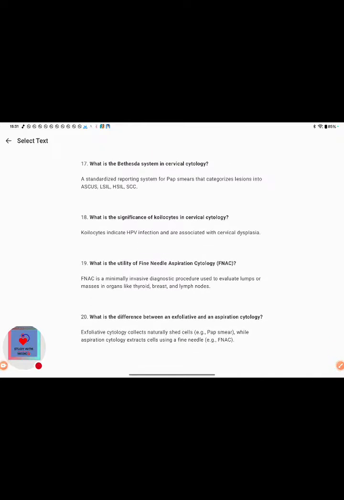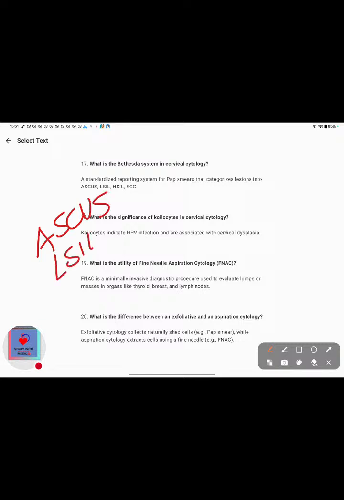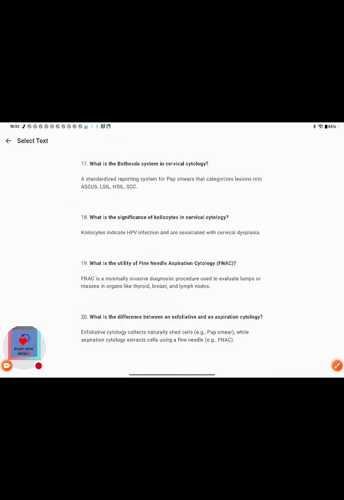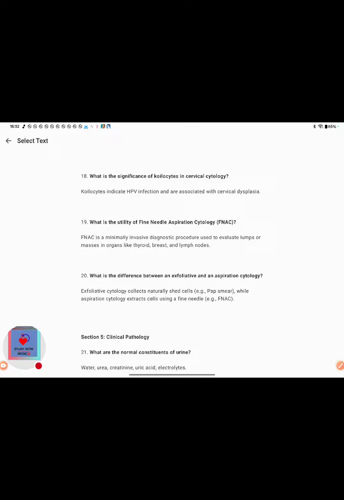What is the Bethesda system in cervical cytology? It is a standard reporting system for pap smear that categorizes lesions into ASCUS, LSIL, HSIL, and SCC. So the Bethesda system is the standardized reporting system for pap smear. SCC is carcinoma.